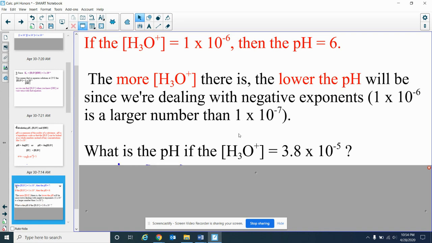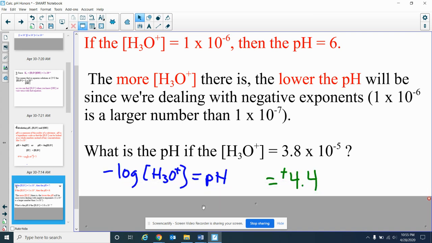But what about when it's not 1 times? Well, then you can't just easily look at it like those and figure out what the pH is. You need to plug it in your calculator. So what is the pH if the H3O plus is 3.8 times 10 to the minus 5th? Well, we know it'll be close to 5, okay, but it's not going to be exactly, because in your calculator it would be doing the minus log of the 3.8, and then minus the log of the 10 to the negative 5th.